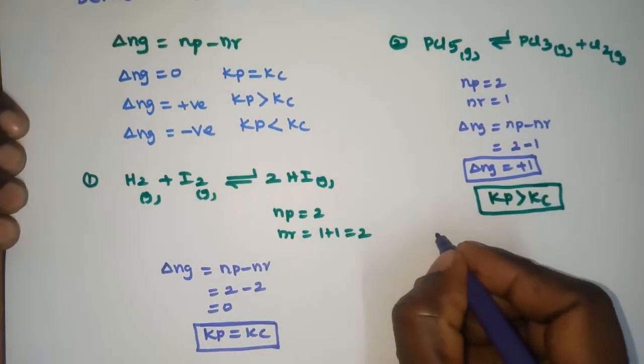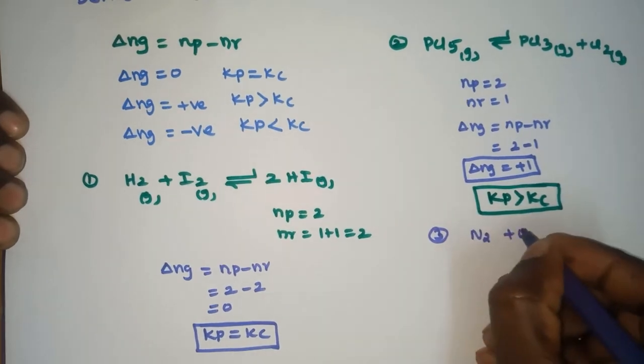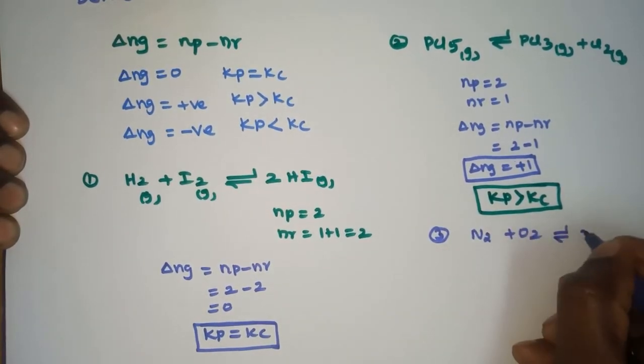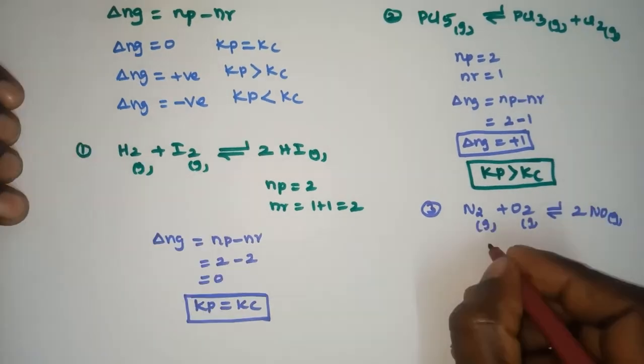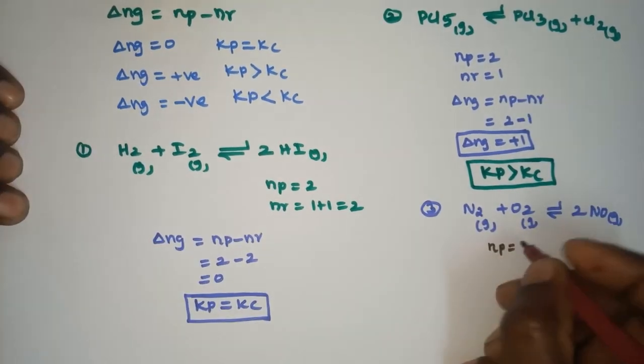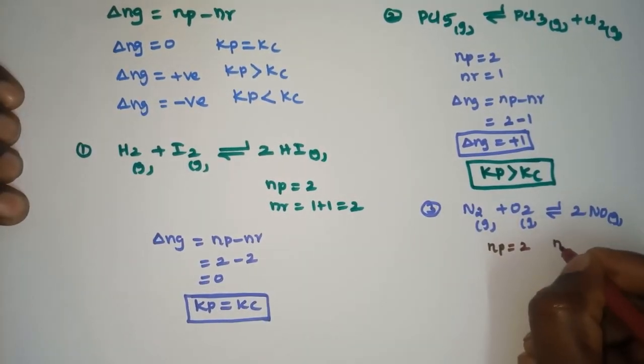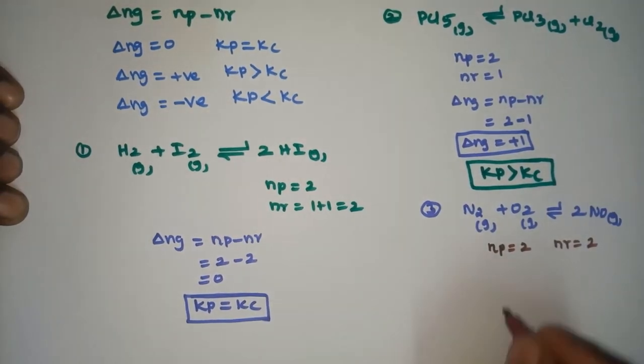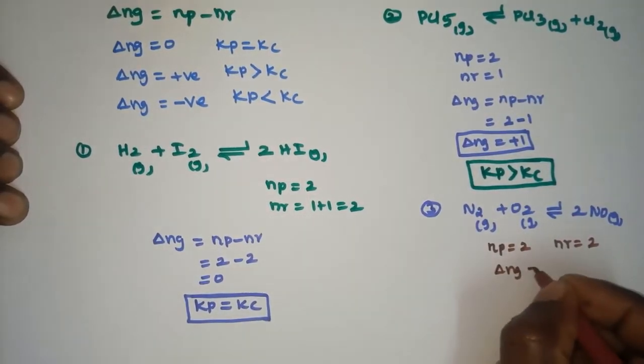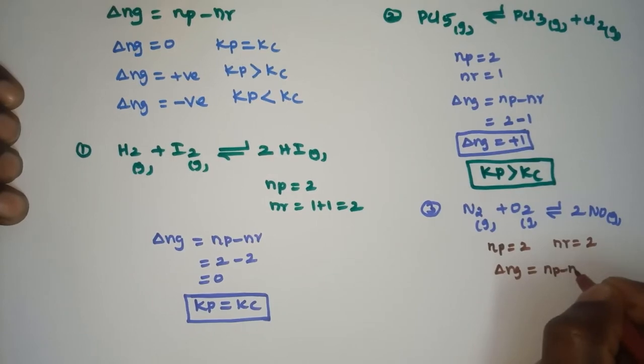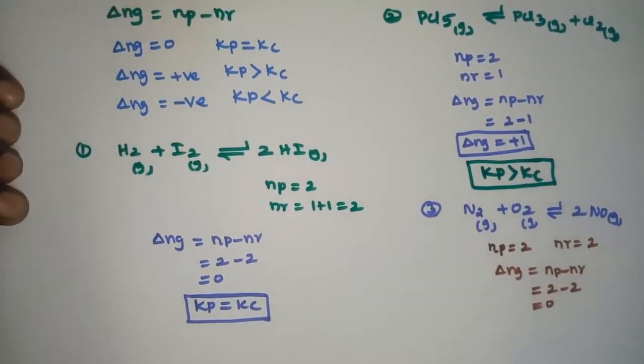Third example, N2 plus O2 gives 2NO, nitric oxide. Np, the number of moles of gaseous product, equal to 2, Nr value equal to 2. So delta Ng equal to Np minus Nr, 2 minus 2 equal to 0. So delta Ng value for this equation equal to 0. So the relationship between Kp and Kc is Kp equal to Kc.